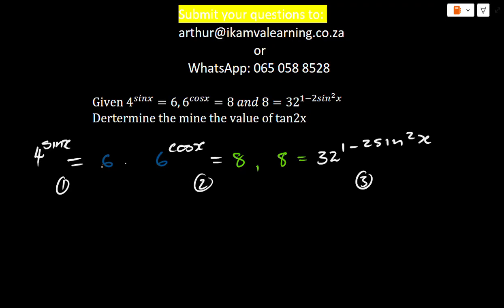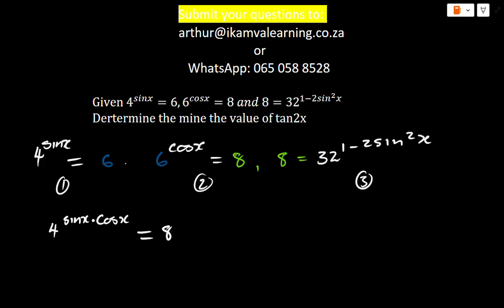Because I see that 6 is the connector between equation 1 and equation 2, what I am going to do then is take 6. In the place of 6 in equation 2, I am going to plug in 4 to the power sine x. Let's do that. 4 to the power sine x, raised to the power cos x. Remember, when we raise to another exponent, we multiply the exponents. This is what I've done. What is that equal to? That's equal to 8. Right.